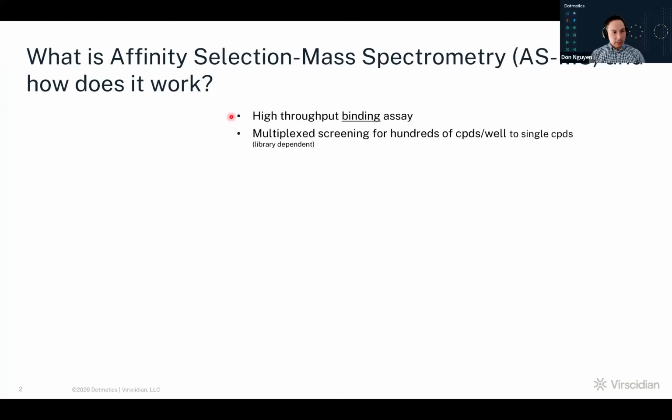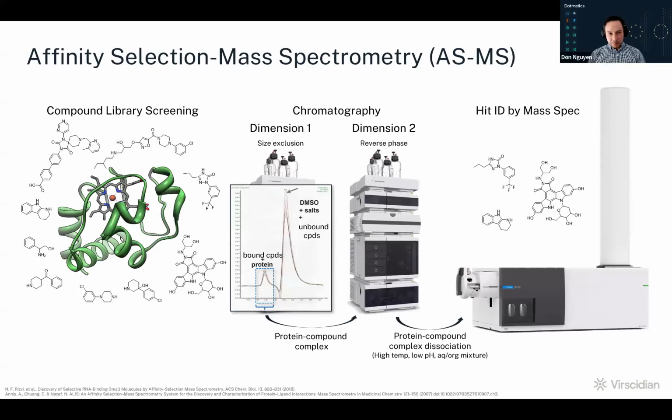ASMS is first and foremost a binding assay, and specifically we are looking for noncovalent binders. ASMS can also be used in a low throughput mode or a high throughput mode, depending on how you have it set up for your particular system. The general workflow for ASMS goes like so.